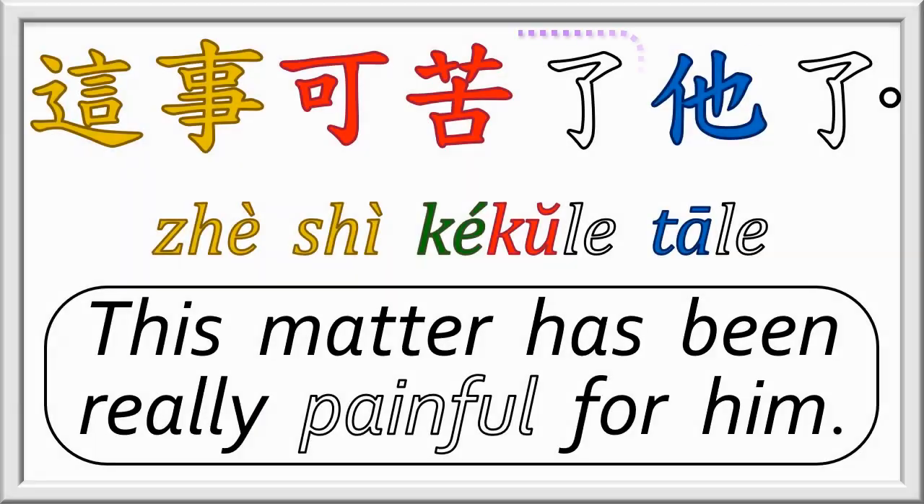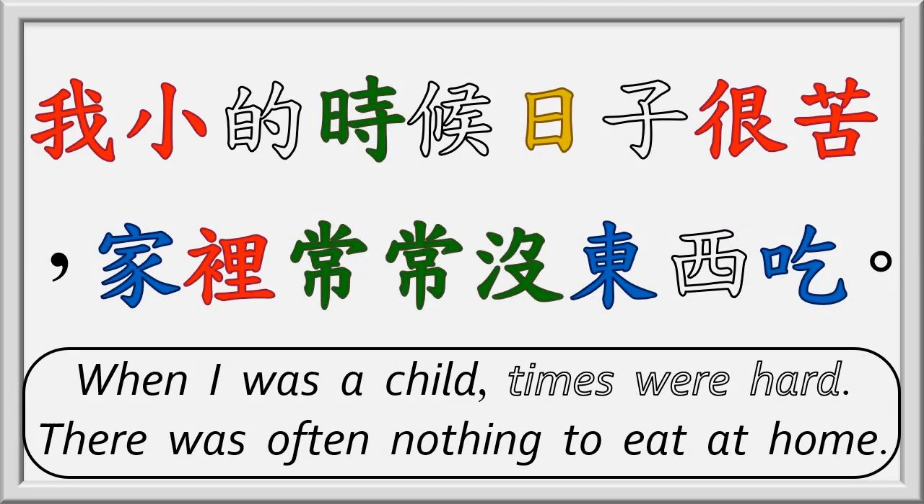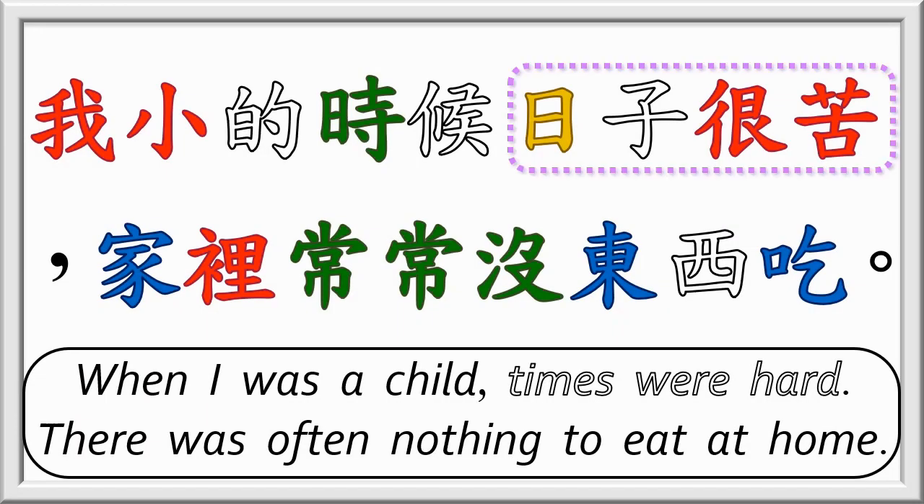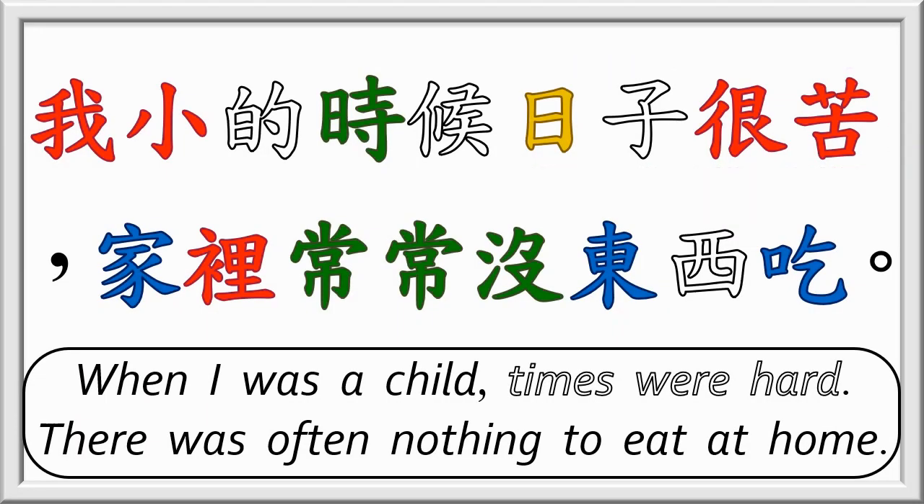First we have ku alone, meaning difficult, hard to bear as an adjective, or to cause suffering as a verb. 这事可苦了他了. This has been really painful for him. 我小的时候日子很苦，家里常常没东西吃. When I was a child, times were hard. There was often nothing to eat at home.